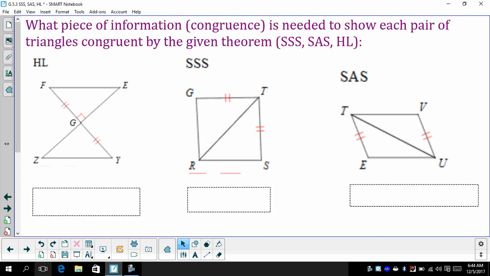So one more way we're going to see these theorems show up is if you have some information given to you, and then you want to identify what other piece of information you would need to prove the triangles are congruent using a specific theorem.